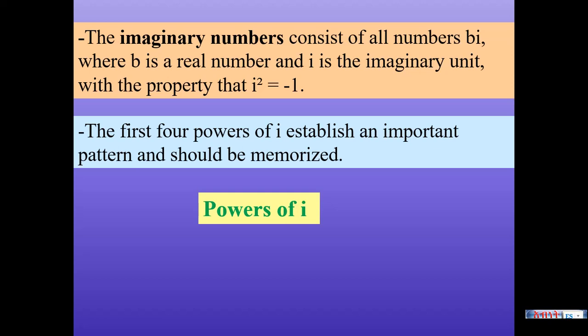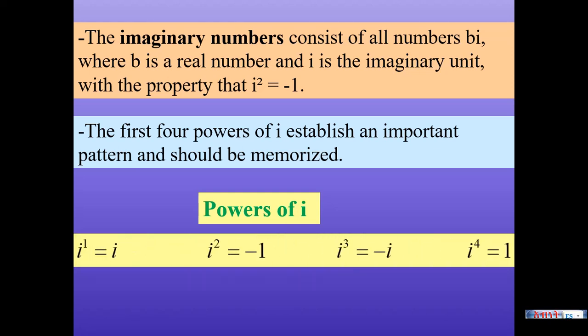Now let us see powers of i. For example, i to the power of 1 is i, because every number to the power of 1 is itself. i squared is minus 1. i to the power of 3 is minus i. i to the power of 4 is 1. Let me ask one question: i to the power of 0 is what? It is 1, because any number to the power of 0 is 1.